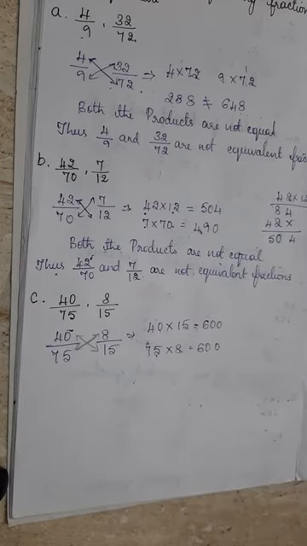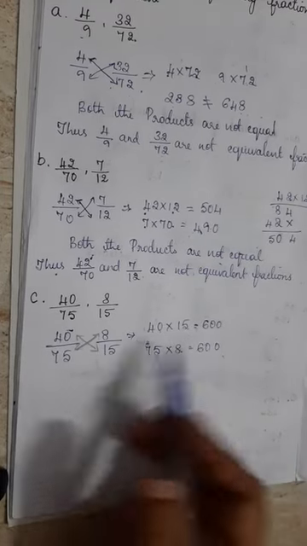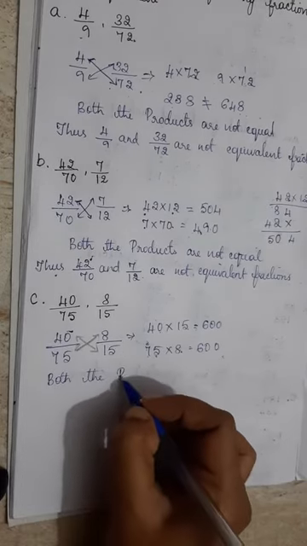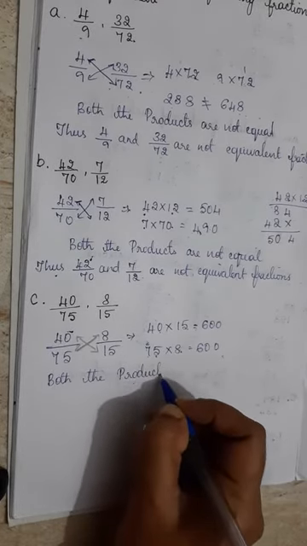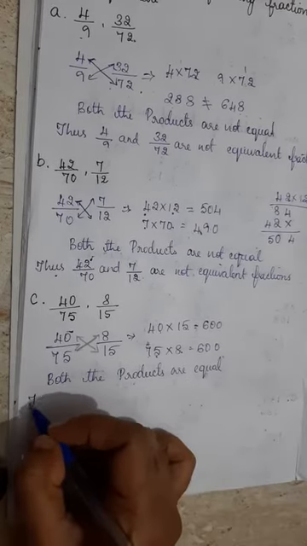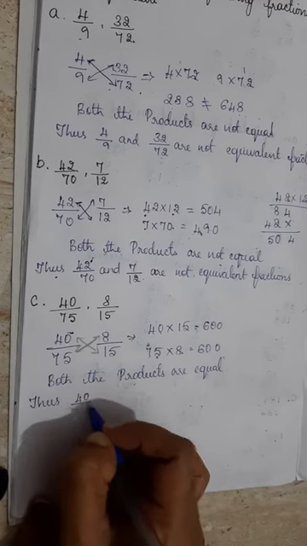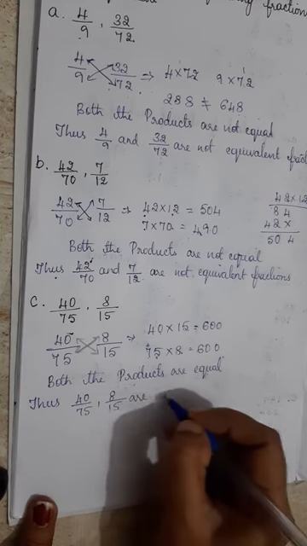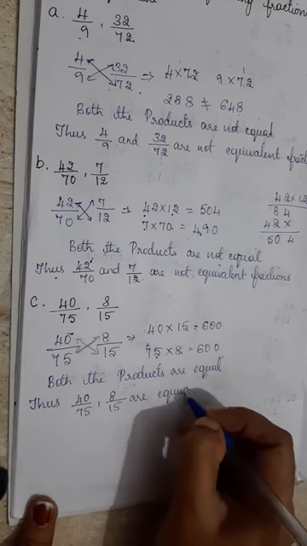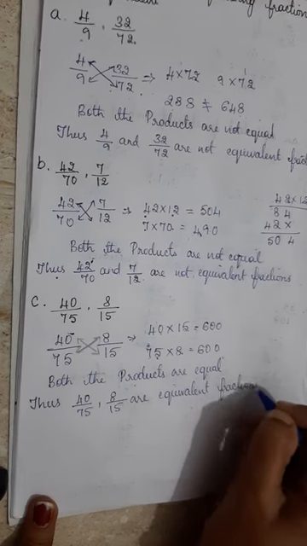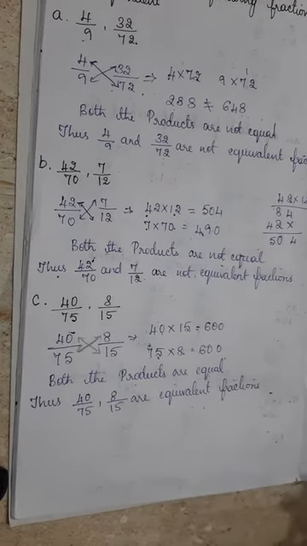Now what can you observe? Both the products are equal. If both the products are equal, what is understood? It is an equivalent fraction. So both the products are equal. Thus 40 by 75 and 8 by 15 are equivalent fractions. Okay, so these three exercises are there, just please complete them. Thank you.